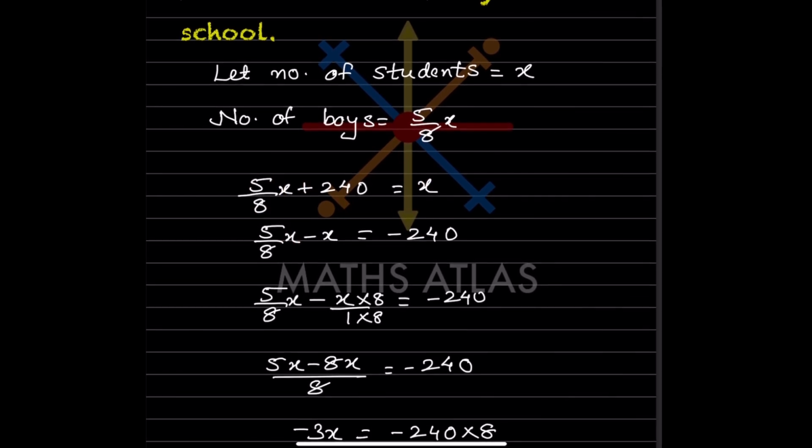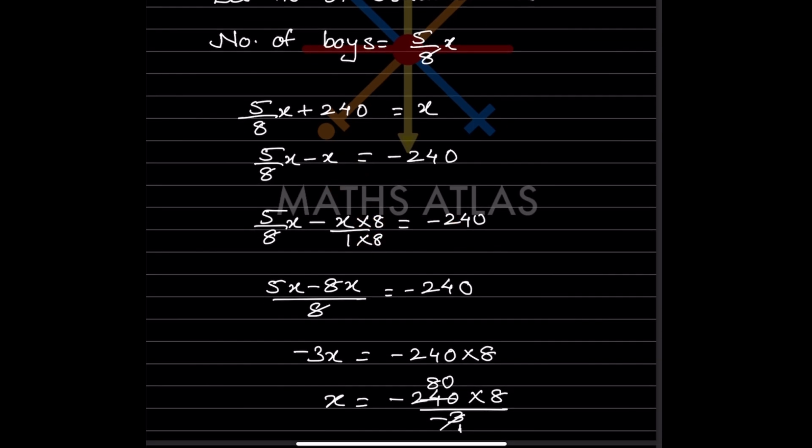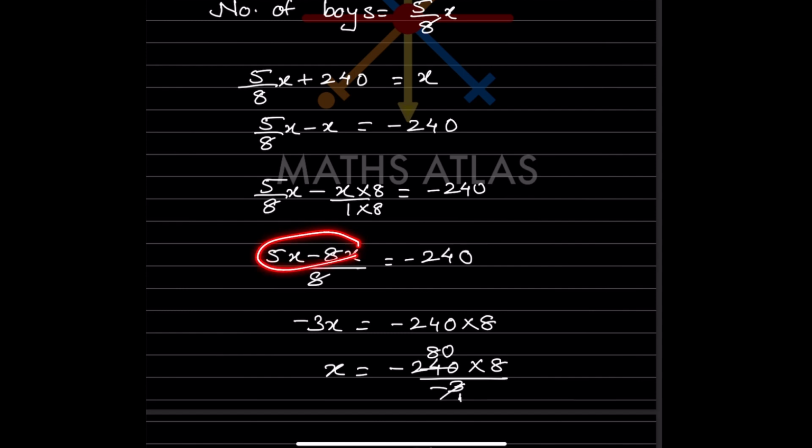Now what will be here? There will be 1. So you are going to take the LCM. The LCM is going to be 8. So this will be multiplied by 8 is equal to minus 240. Now this is 5x minus 8x divided by 8 is minus 240. So this is going to be minus 3x is equal to, this will go on this side, that is going to be minus 240 multiplied by 8.